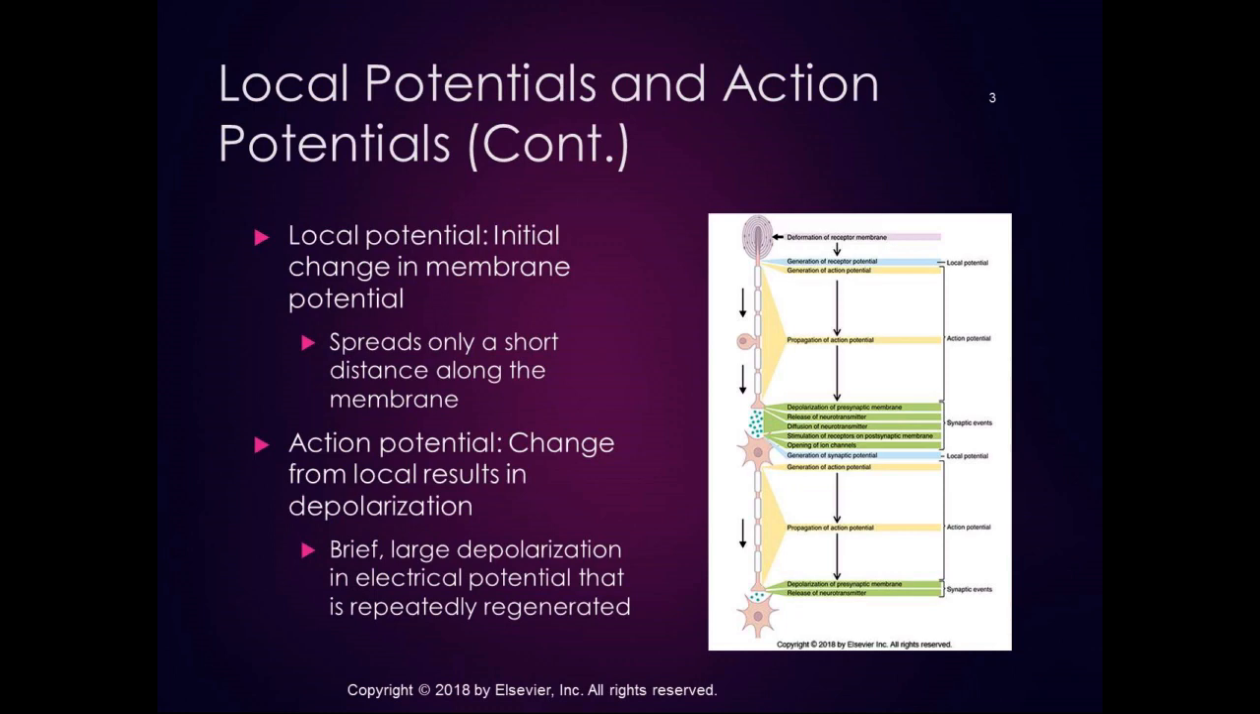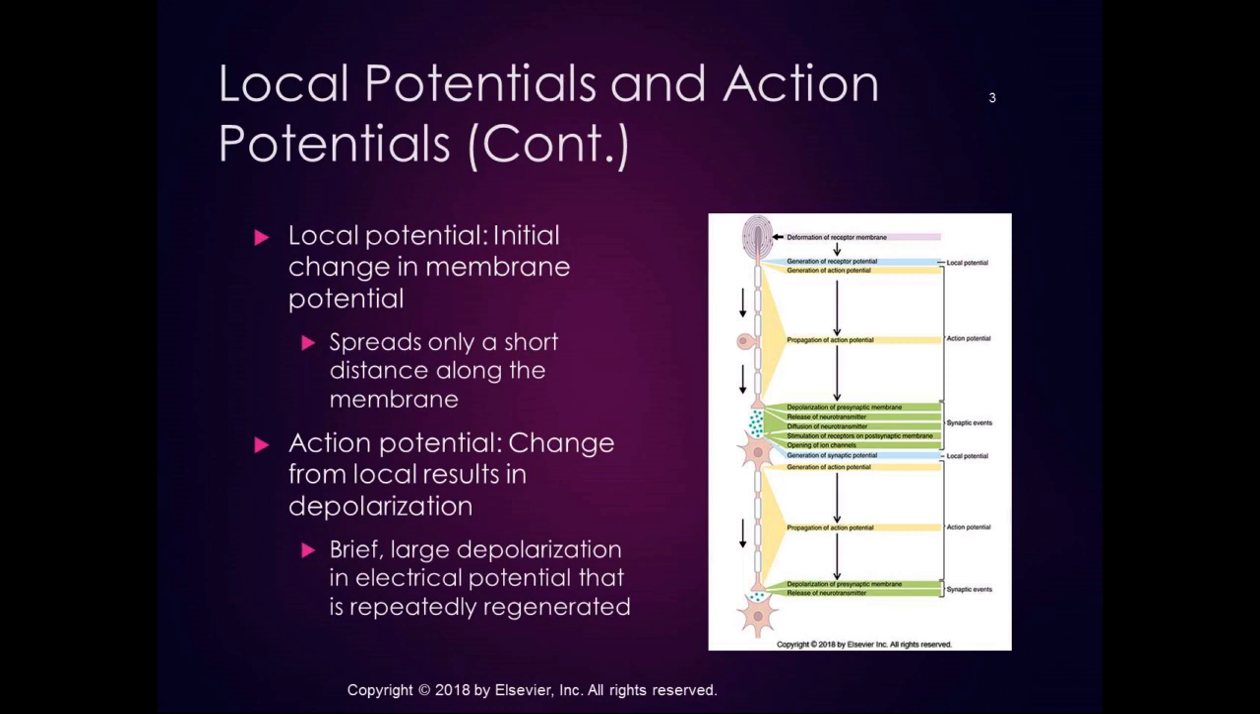It releases neurotransmitter from the presynaptic terminal. It binds the neurotransmitter to ligand-gated channels on the postsynaptic terminal, and it activates potential in the postsynaptic membrane and on down the chain. So local potentials are that initial change in membrane that only spreads a short distance. Action potentials, there's enough of a change that it results in depolarization. So it's a large depolarization of electrical potential, which allows it to be repeatedly generated down the line.